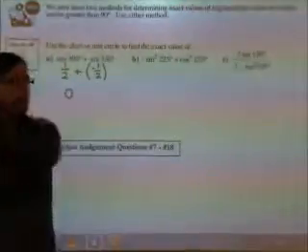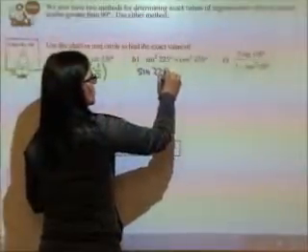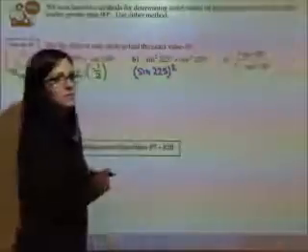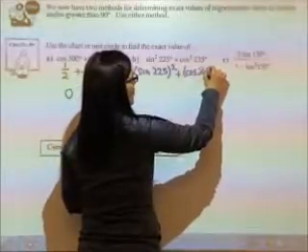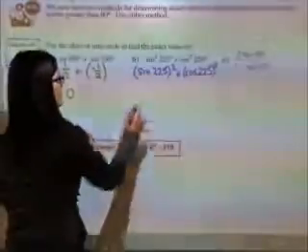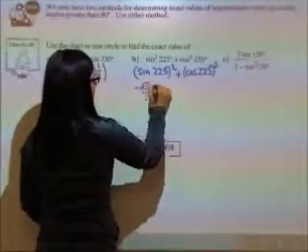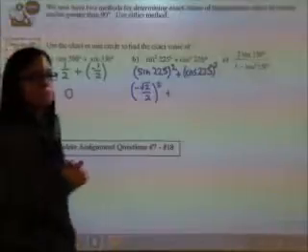This right here, this sine squared 225 means sine 225 degrees squared. And cos squared 225 would be cos 225 squared. So what is sine 225 degrees? Negative root 2 over 2. And what is cos 225 degrees? Negative root 2 over 2.